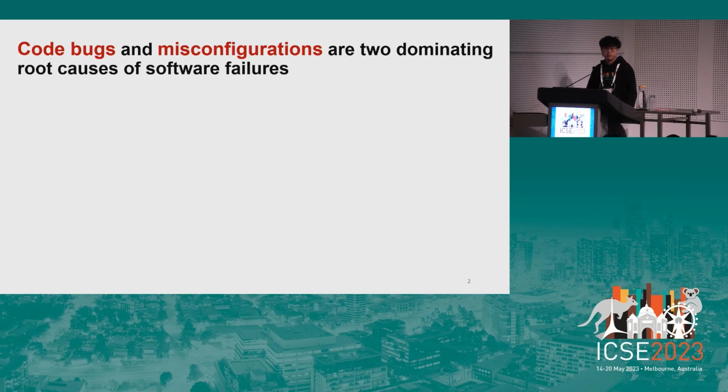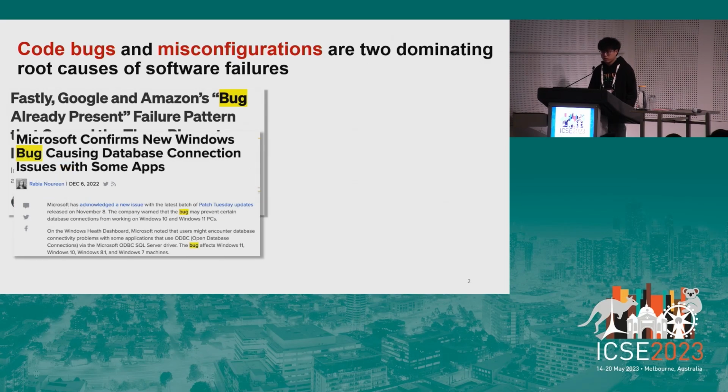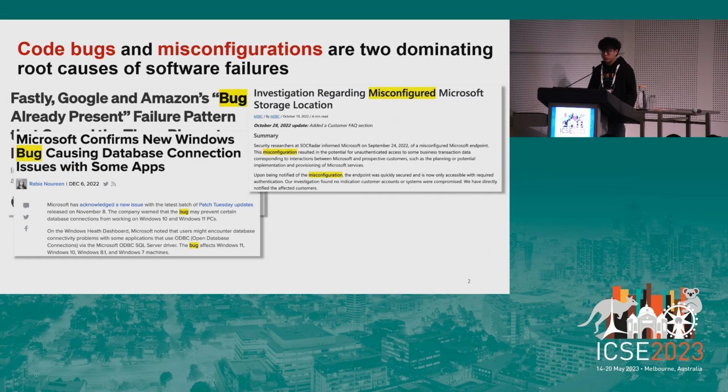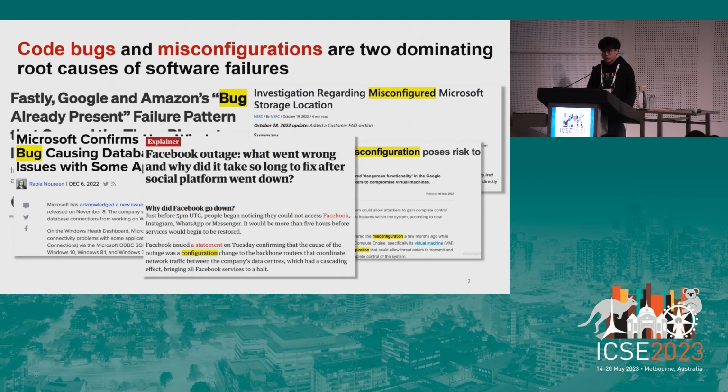Bugs in code and misconfigurations are two main root causes of production failures in modern software systems. Large companies such as Google, Amazon, and Microsoft got into big issues due to bugs and misconfigurations. Frequent software evolution makes it challenging to judge the correctness of software changes. Facebook actually got a severe outage in 2021 due to a configuration change that caused all Facebook services to halt. Ensuring the correctness of changes for both configuration and code is important.